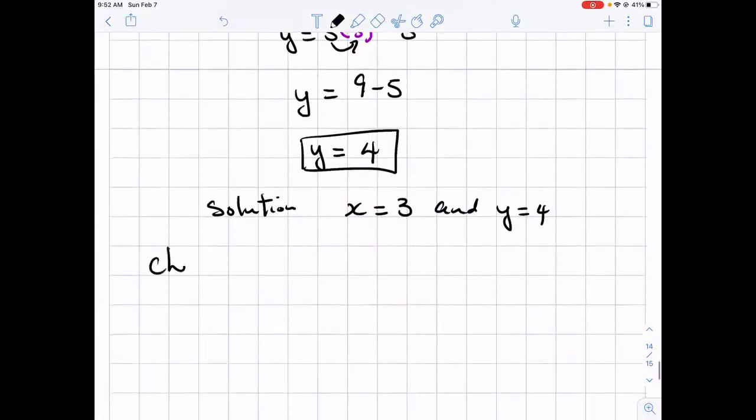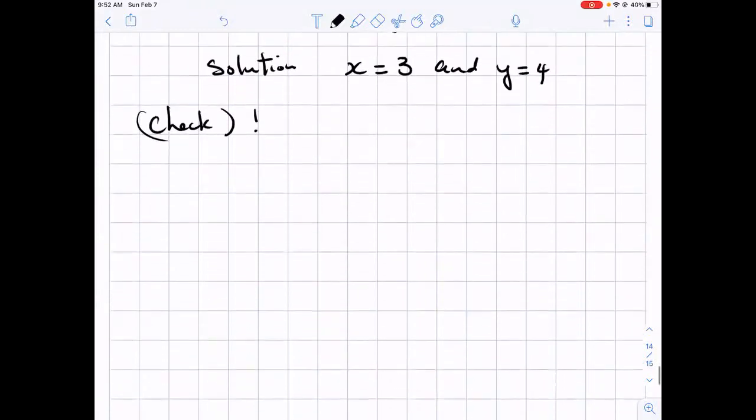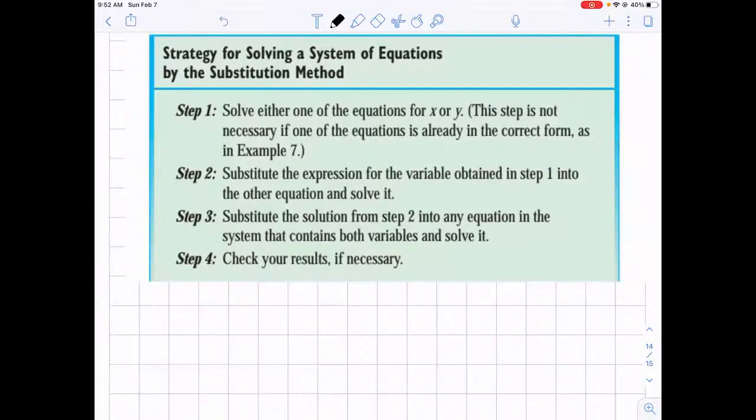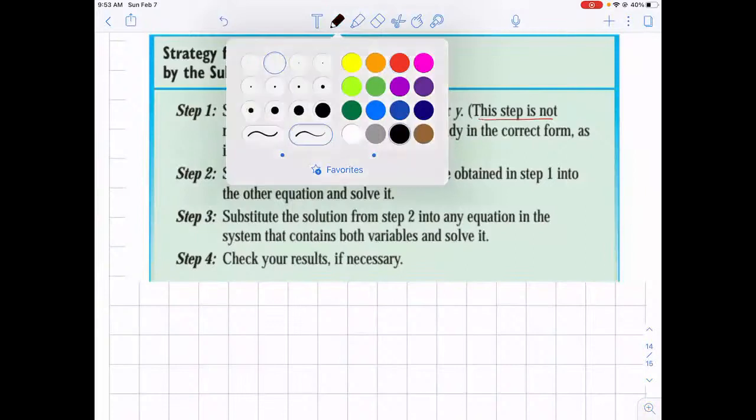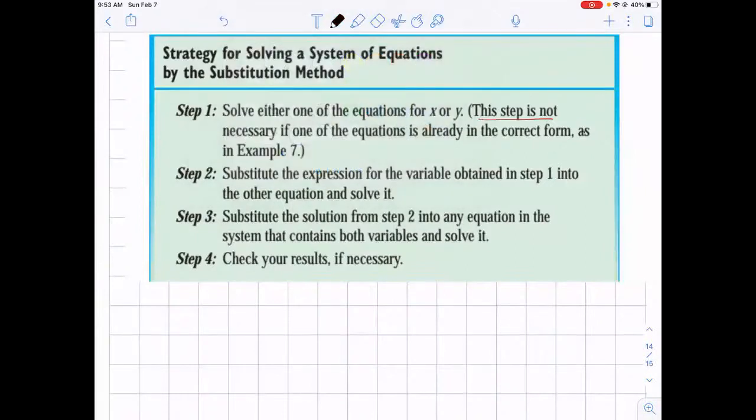Now don't forget, I'm going to leave this up to you as a check. Check your answer. Okay? You have to check your answer. So make sure you take these two equations and you go and plug it back. So here are some strategies, just as we did before. Solve either one of the equations for x or y. In my last example, this step was not necessary, okay? So we'll take this out.